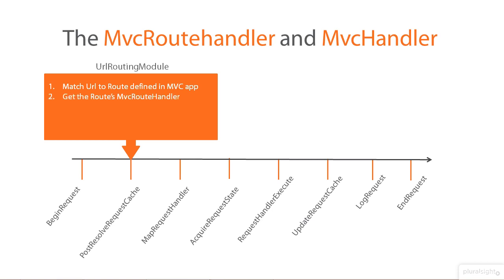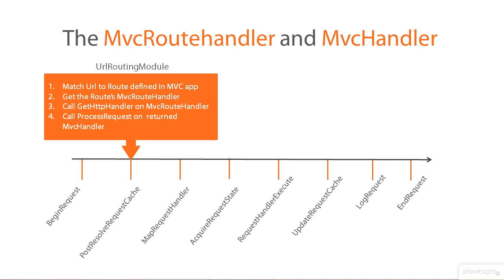Now remember, a route handler is not the same as an HTTP handler. A route handler is just a class that implements the IRouteHandler interface, and that interface only exposes one member, which is the GetHttpHandler method. This method will return an instance of the MVC handler. This MVC handler is no different from any other HTTP handler. It simply implements the two methods on the IHttpHandler interface.